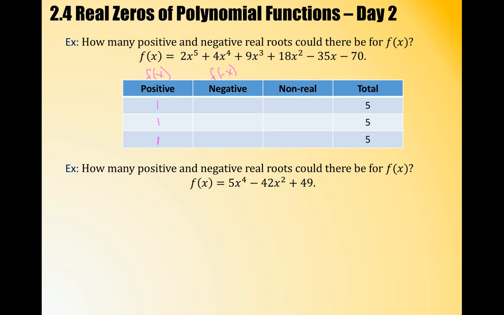Let's go ahead and figure out what f of negative x is. Well, that's going to change. Negative 2x to the 5th. That won't. Plus 4x to the 4th. Minus 9x to the 3rd. Plus 18x squared. Plus 35x minus 70. So let's see. How many times does that change sign? 1, 2, 3, 4. There could be 4 negative and no non-real to give you a total of 5. There could be 2 negative and 2 non-real to give you a total of 5. Or there could be no negative, 1 positive, and how many non-real? It's got to be 4, right?